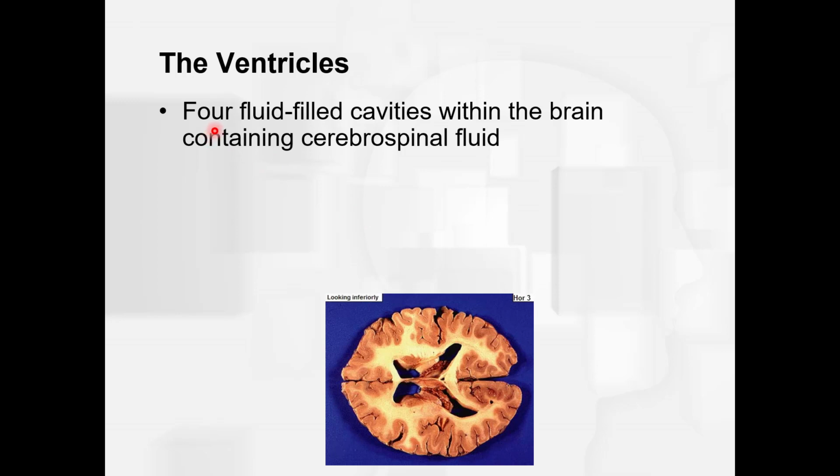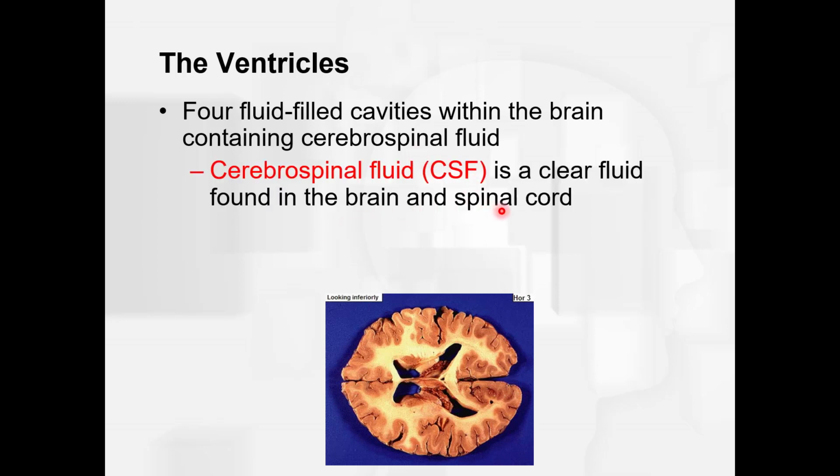So they are four fluid-filled cavities within the brain, and they contain cerebral spinal fluid. Now, cerebral spinal fluid is a clear fluid that's found both in the brain and the spinal cord. In the spinal cord, we have the central canal, and it acts as a cushion for the brain, so that, again, you can have some minor head trauma, and you still have this protection for the brain.